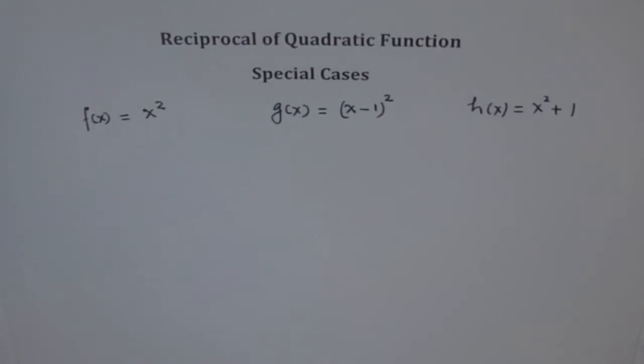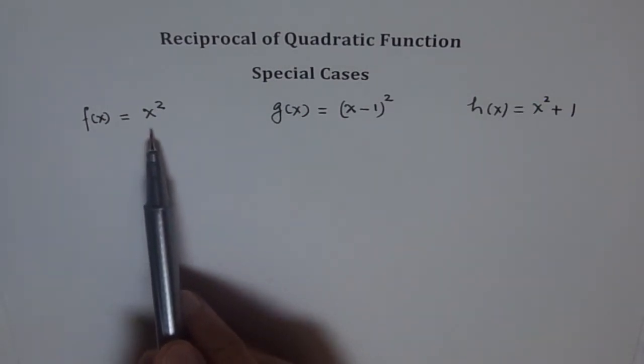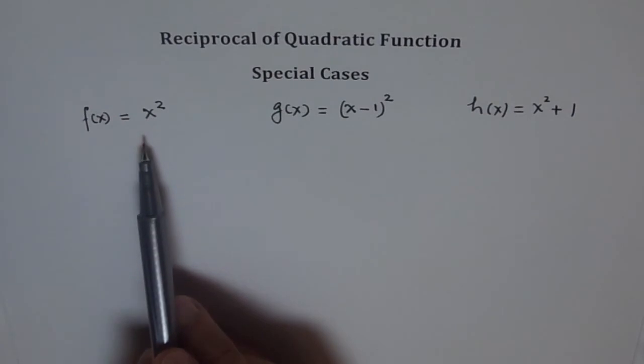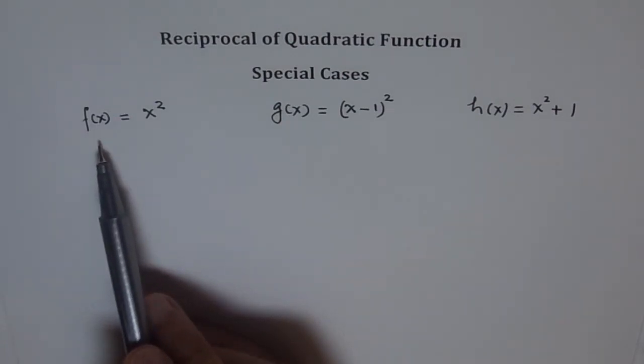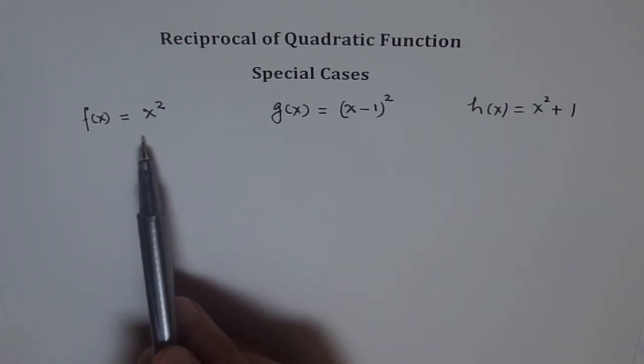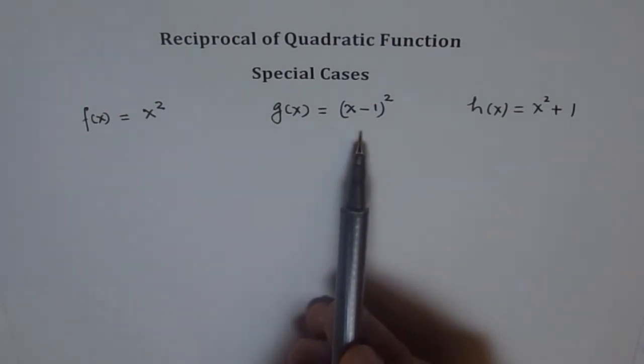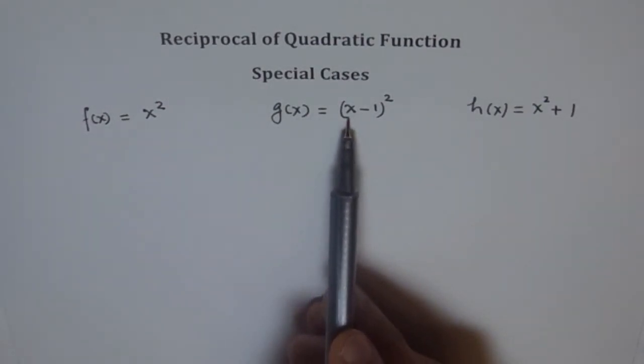Correct? Now, if we have these functions, can you tell me how many x-intercepts do we have here? f of x equals to x square, one x-intercept, right? Which is at origin, correct? Therefore, the reciprocal of this function, 1 over f of x, will have how many vertical asymptotes? One vertical asymptote, correct? Here, how many x-intercepts do we have? We have one x-intercept, which is at x equals to 1, correct? Therefore, how many vertical asymptotes we'll have? Just one.